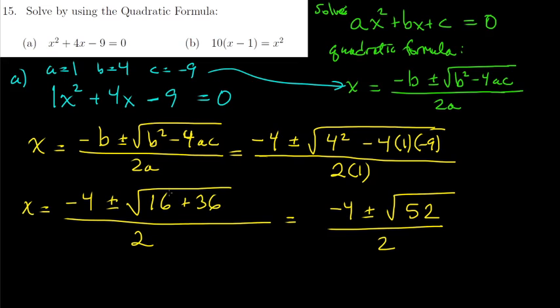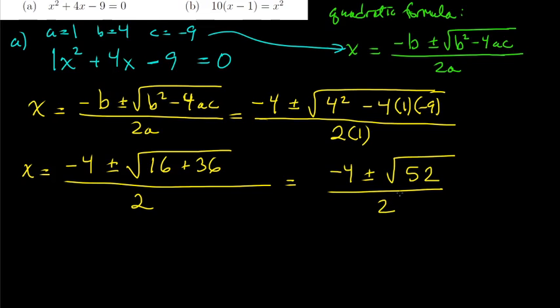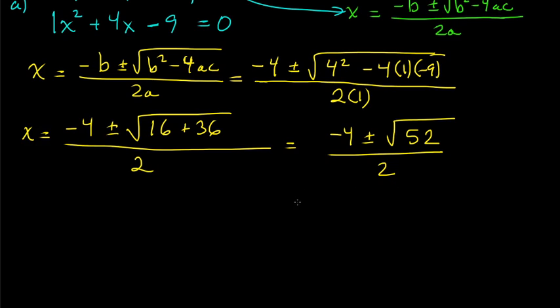Be careful. I hope you're not doing 4 plus 6 is 10. You cannot split up the square root like that, not when you're adding or subtracting. So you do 16 plus 36 is 52. And now we just have to simplify the square root of 52, which I'm running out of space here.